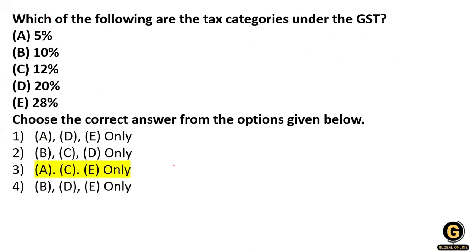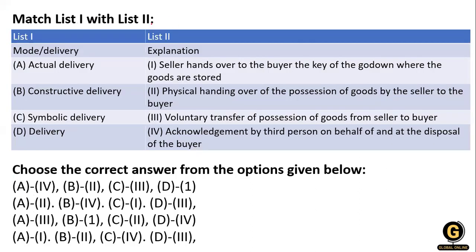Clear? Now, next. Now a matching pair is given, the modes of delivery and their explanations. What is actual delivery? Actual delivery means you physically hand over the possession of the goods by the seller to the buyer. What is delivery? Delivery is the voluntary transfer of the possession of goods from the seller to the buyer.